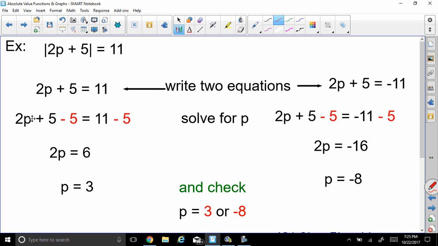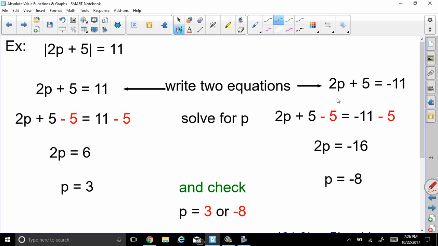So it's important to note that this is inside the absolute value, and what we want to do is isolate the absolute value and get that by itself. Sometimes you might see stuff on the outside that you might want to move around. But this is all on the inside, so we can now solve it for the letter P. So I'm going to subtract 5 from both sides. 11 minus 5 gives us 6. The 5's cancel out. I have 2p is equal to 6, divided by 2. P is equal to 3. So that would be one of my answers.